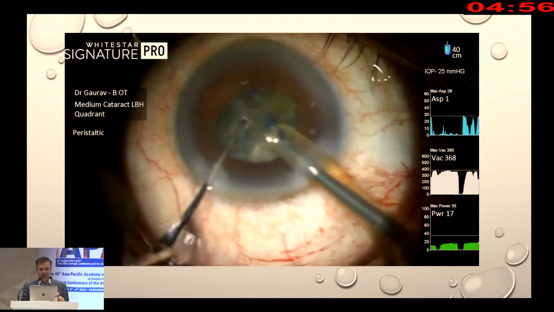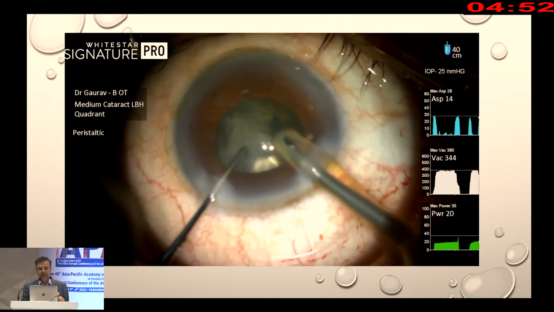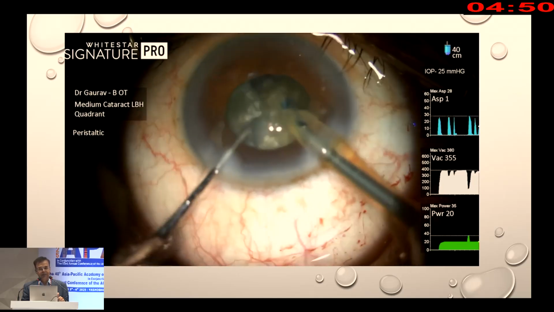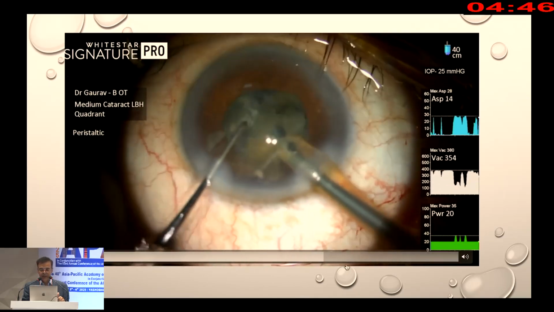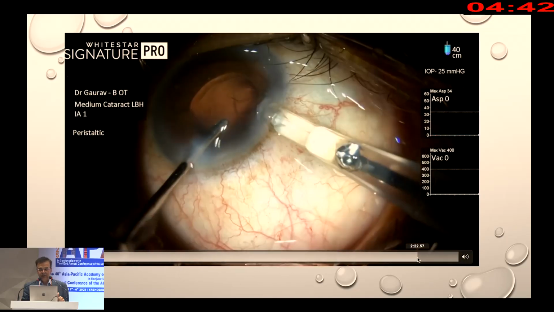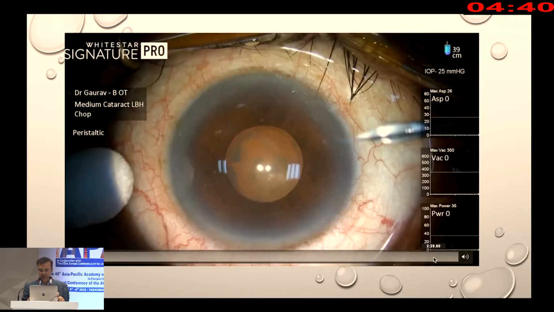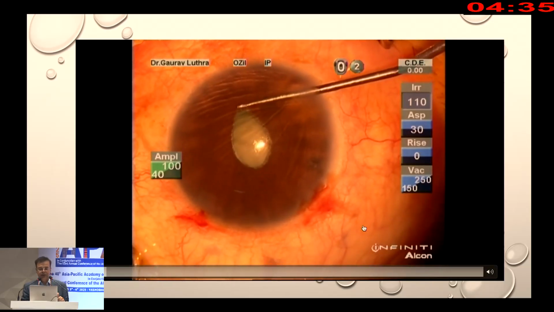This patient was also on Urimax, and so I was expecting this patient to have the possibility of floppy iris syndrome as well. So you can go through your surgery quite easily, with little turbulence, and you can complete almost all of it without needing any device.